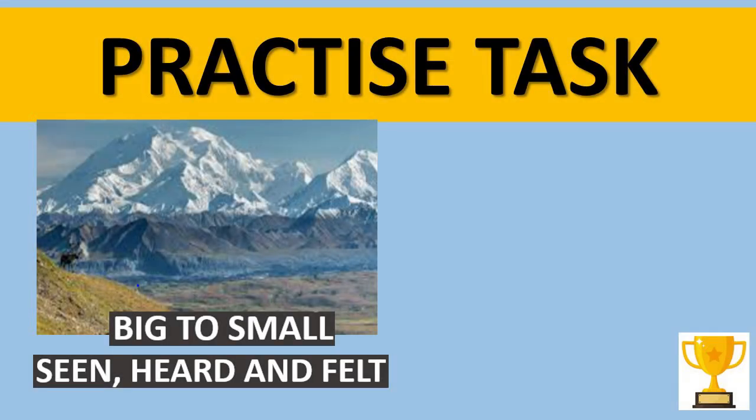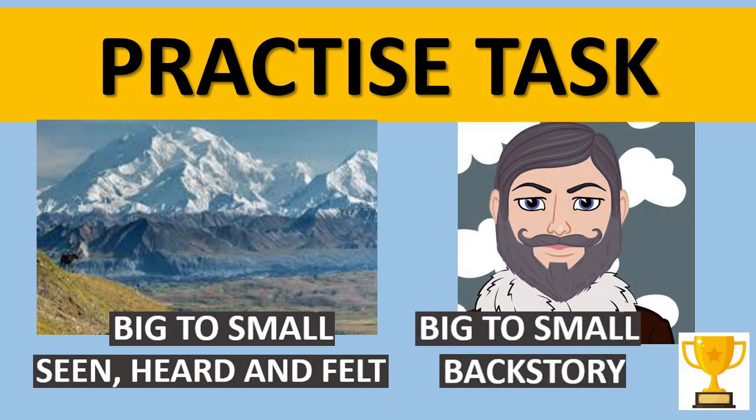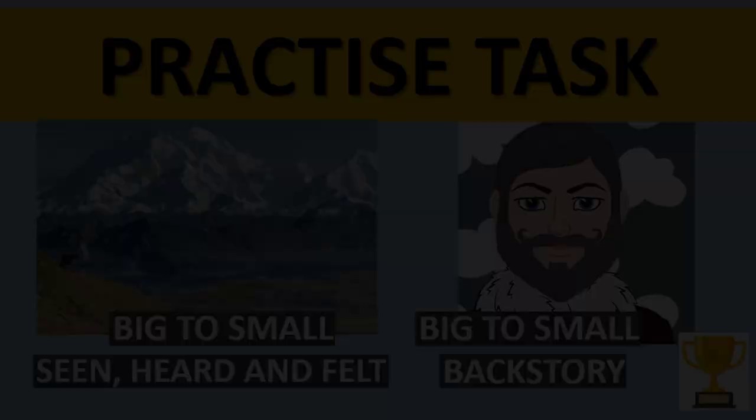Think about this setting. We've got a mountain range. Go from big to small. Think about what can be seen, heard, and also maybe felt. Is it a cold setting? Is the ground soft? That sort of thing. As we introduce our character, and here's a rather stereotypical explorer for you to introduce. So take your reader into this setting, think about big to small, not only what can be seen, and then with your character, describe him going big to small, and then also include a little bit of backstory.